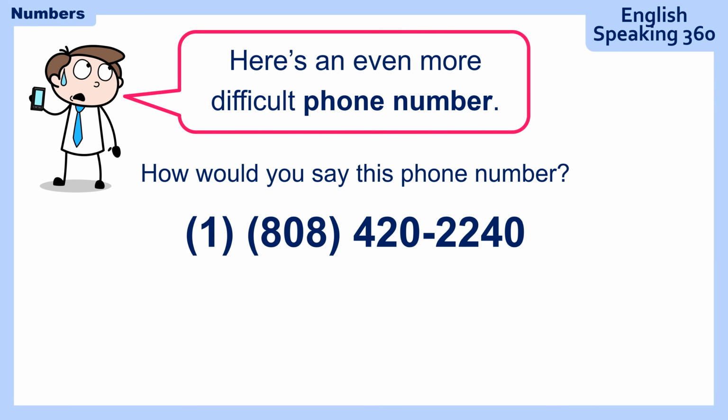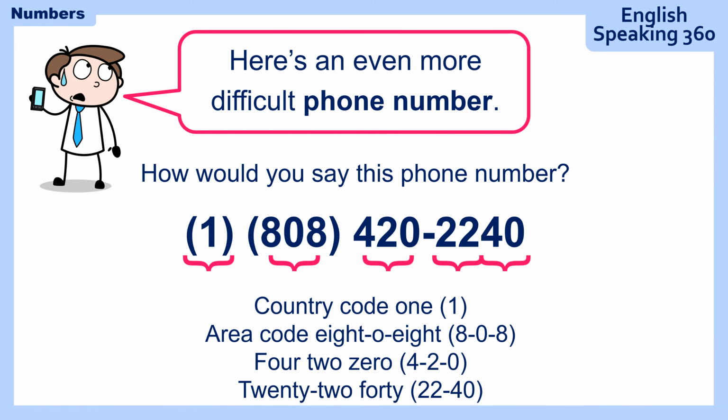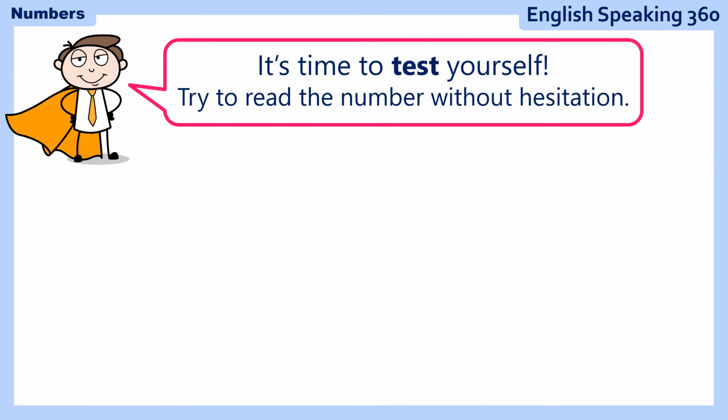And here's an even more difficult phone number. How would you say it? Start with 1. That's something we call the country code. Country code 1, and then area code 808, 420, 2240. So altogether, country code 1, area code 808 420 2240.